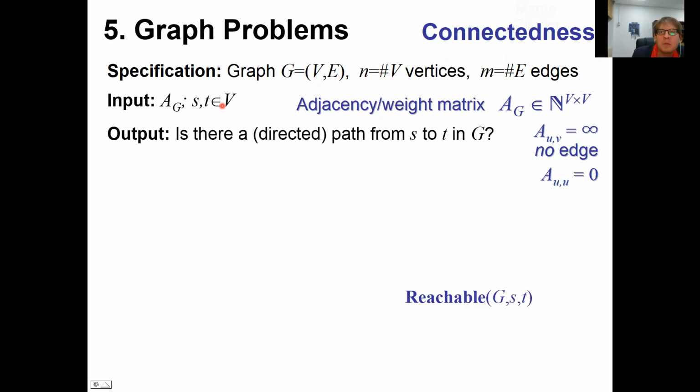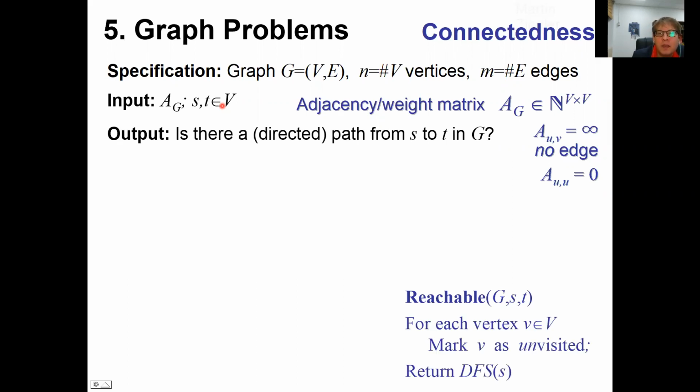And the algorithm for doing that, let's call that reachable, is basically an instance of depth first search. You know depth first search, right? An algorithm implementable, for example, using a queue.